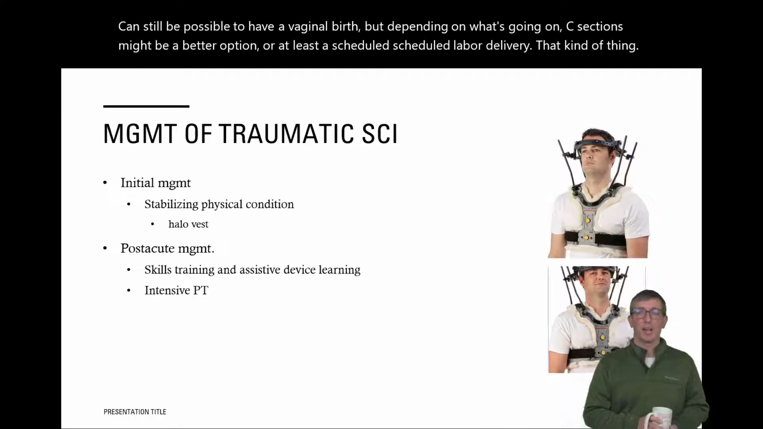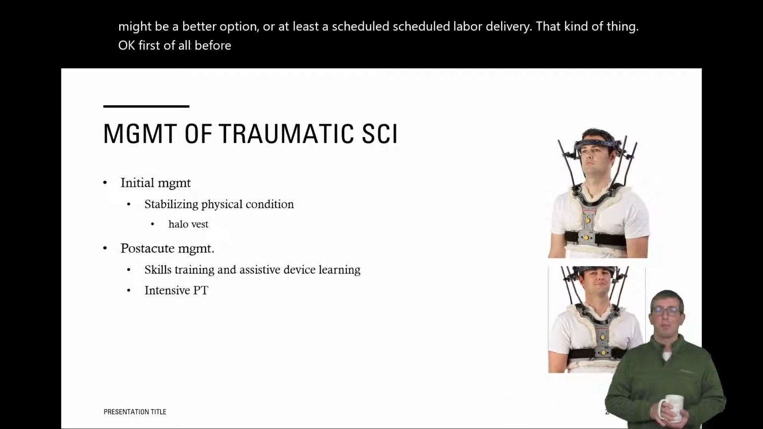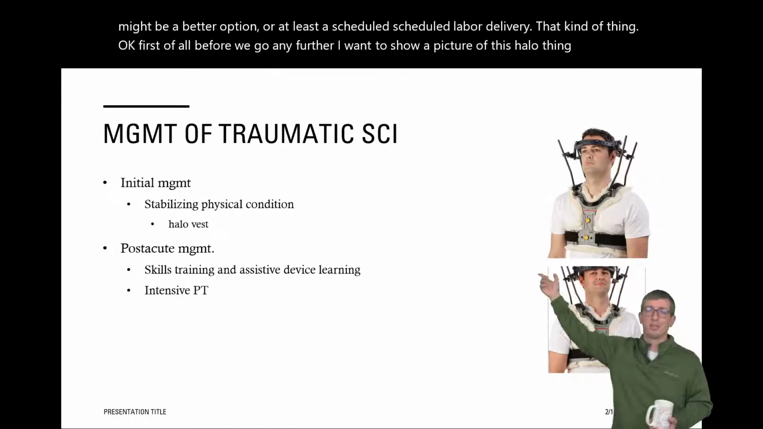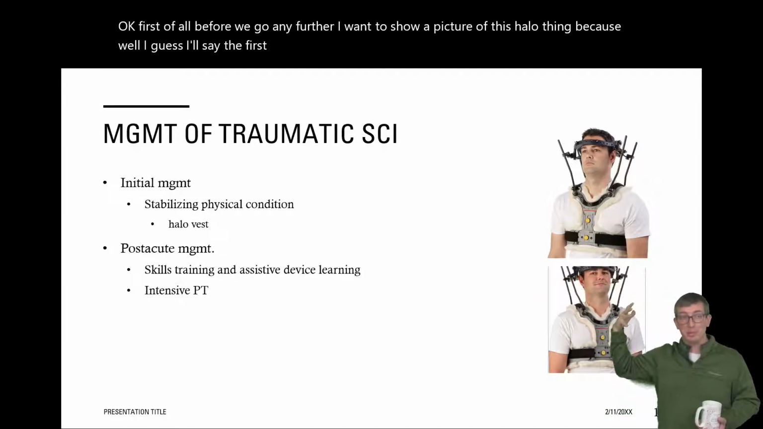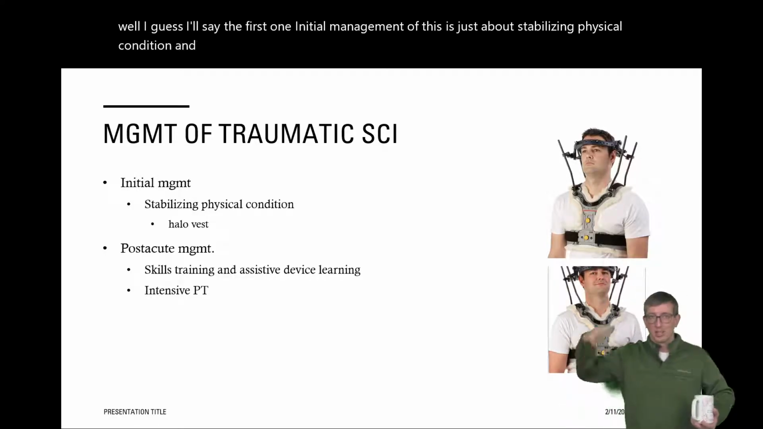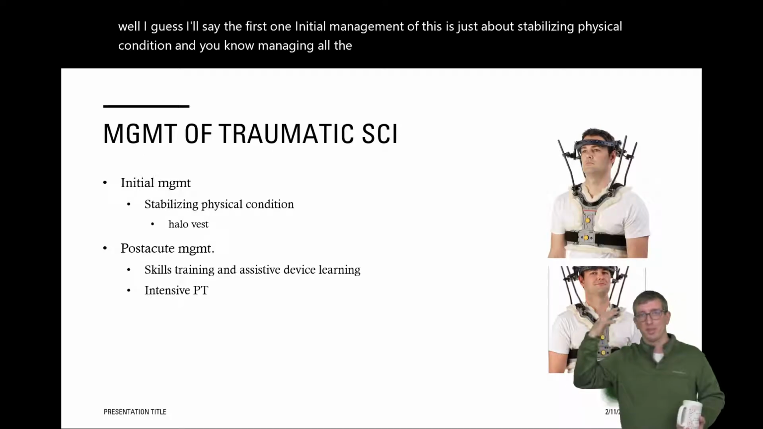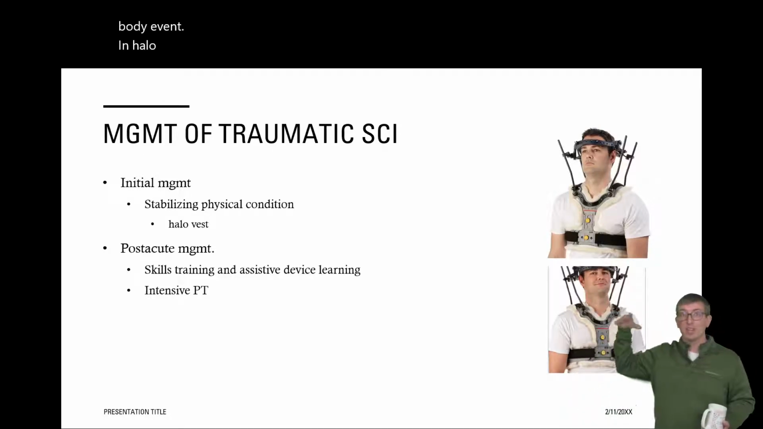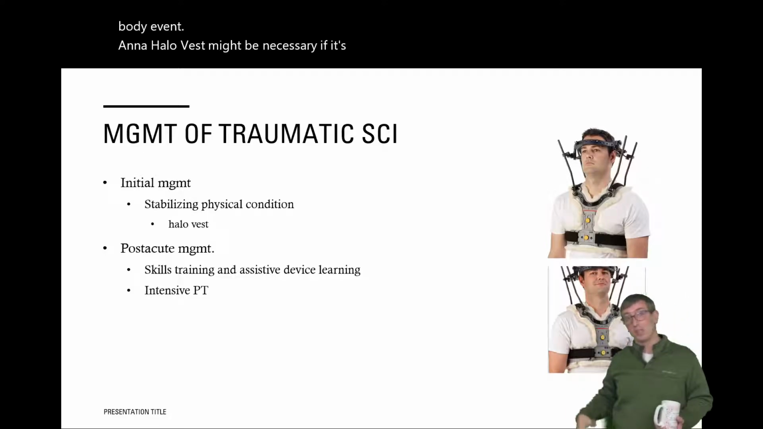Okay, first of all, before we go any further, I wanted to show a picture of this halo thing. Initial management of this is just about stabilizing physical condition and managing all the physical symptoms that go along with a traumatic body event. A halo vest might be necessary if it's a cervical injury or even a thoracic injury potentially.